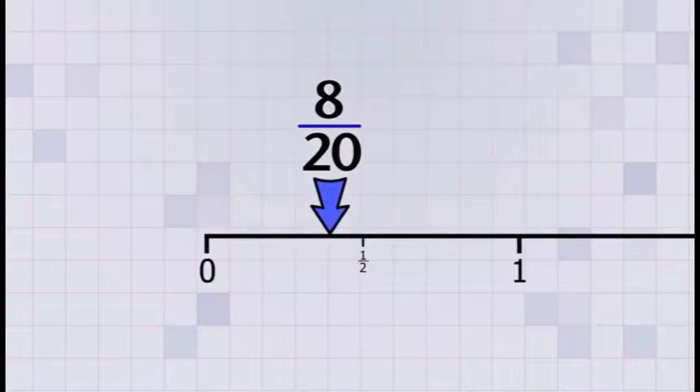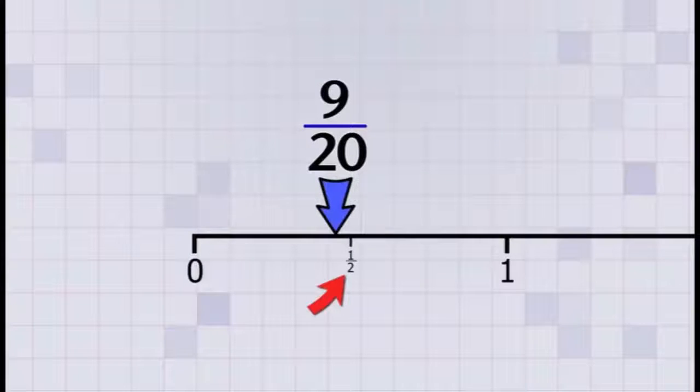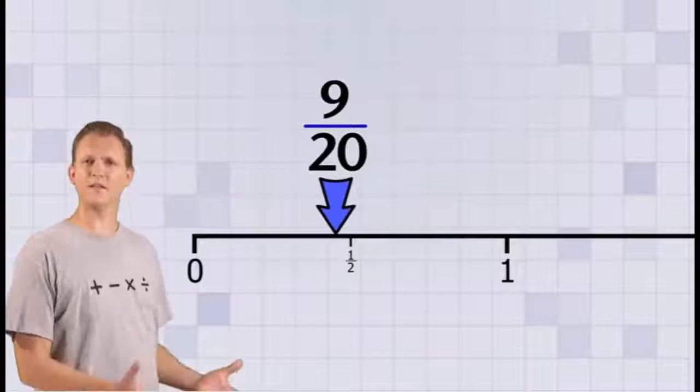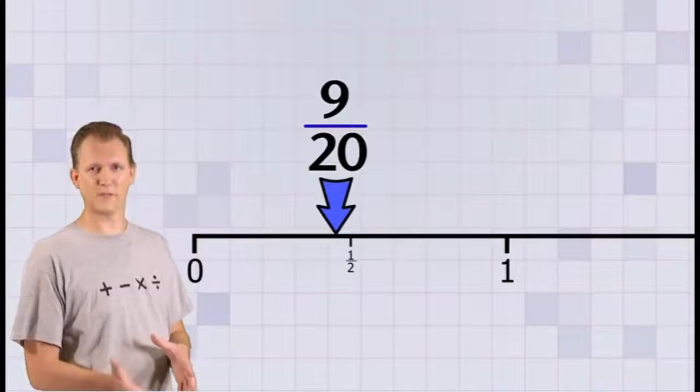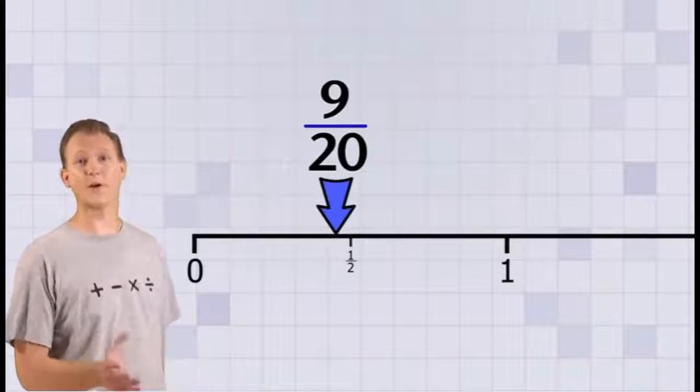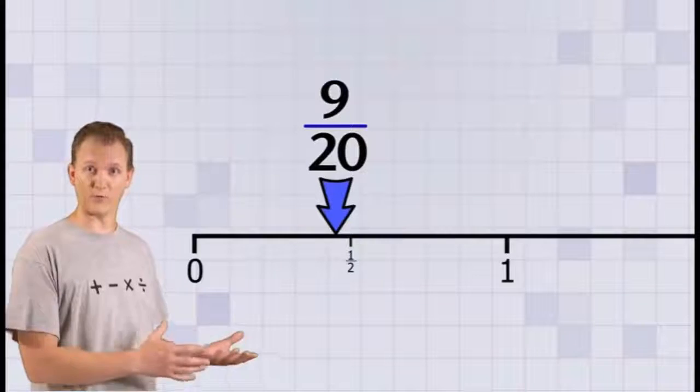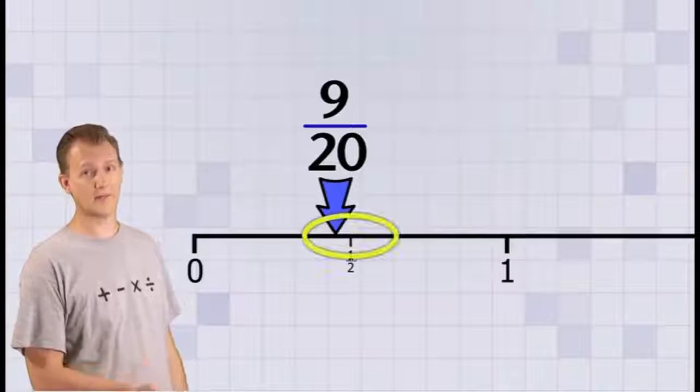Look at this. We're almost to 10 on top, and since 10 is half of 20, we're almost to 1/2 on the number line. It's pretty easy to figure out what half of something or double something is, and we can use that to help us compare fractions. Like we know that 9 over 20 is going to be really close to 1/2 on our number line.